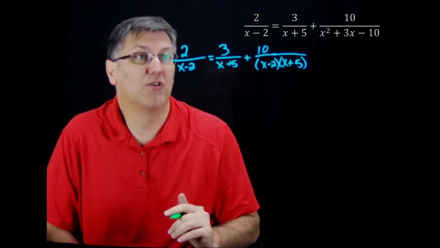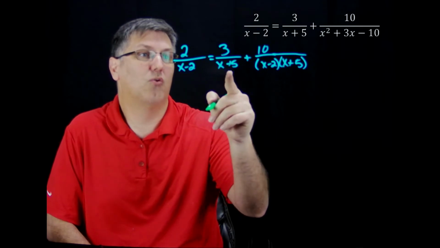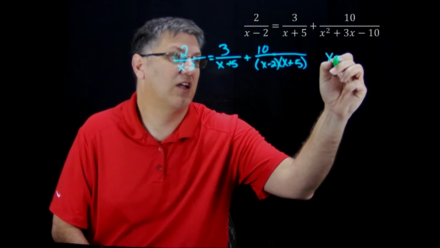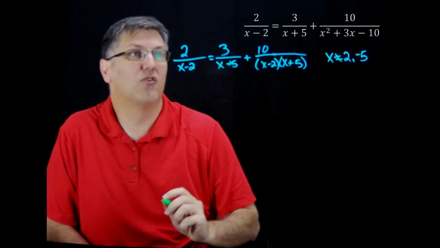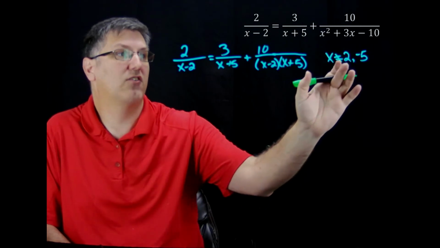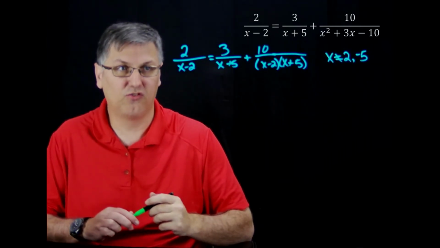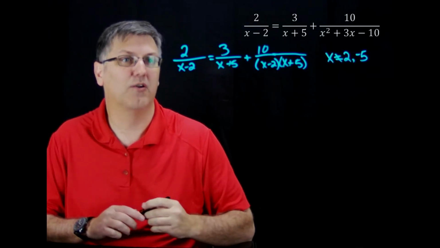But the first thing I need to really look at is my domain here. So x cannot be 2 or negative 5. So I know that x cannot equal 2 or negative 5. So in the event at the end of this problem, if I get an answer that is 2 or negative 5, it can't be an answer. It would be an extraneous solution. So let's see what we've got to do to actually get rid of the denominators.